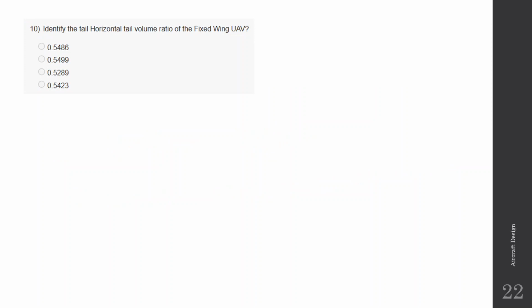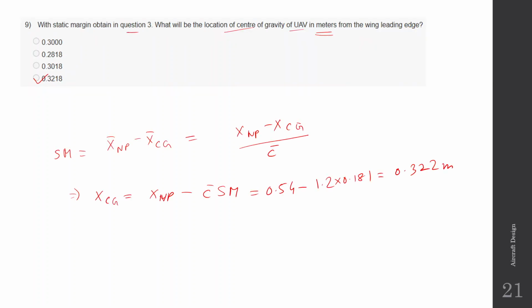Okay, this is the next question where you have to find the horizontal tail volume ratio. So, excuse me for some time, I'm coming after 5 minutes.